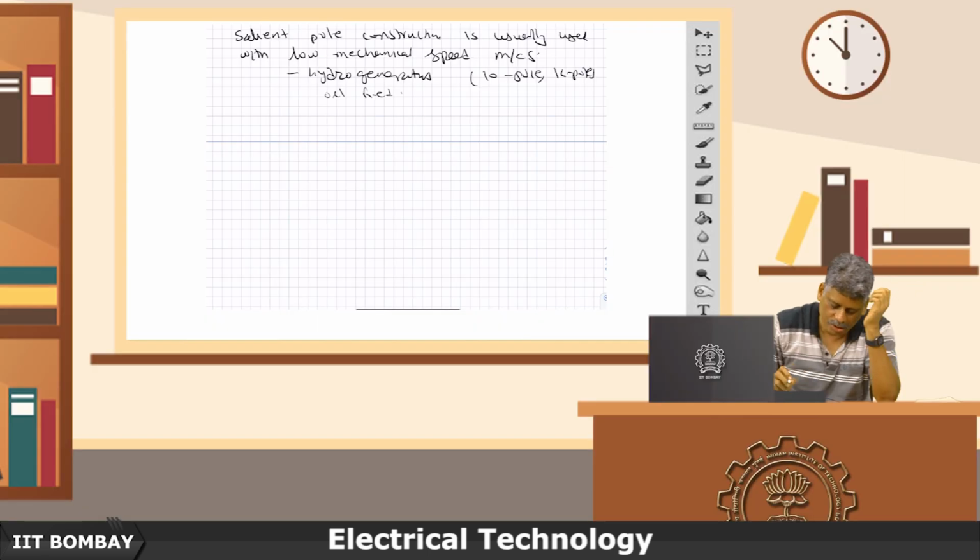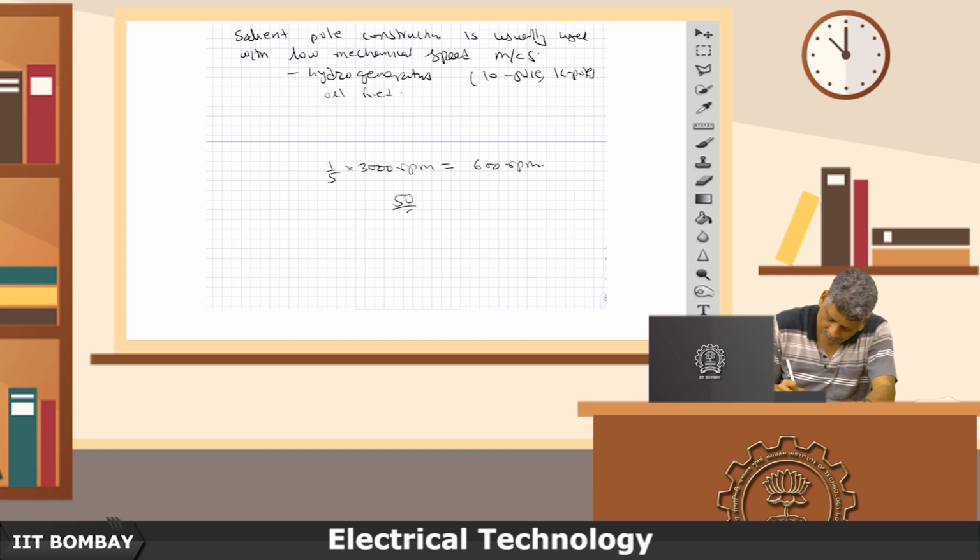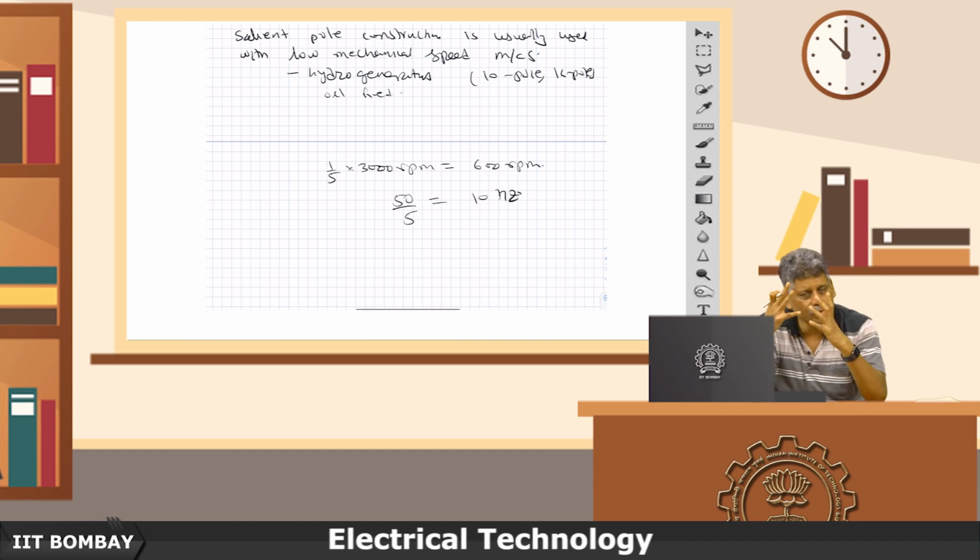So, suppose the speed is say 1/5 of 3000 rpm, let us say the speed is only 600 rpm, then the AC voltage that you will get will be correspondingly, at 50 by 1 will be 50 by 5, which is only 10 hertz. Now, can you use this generator with your rest of the system which is working at 50 hertz? No, you cannot use it.